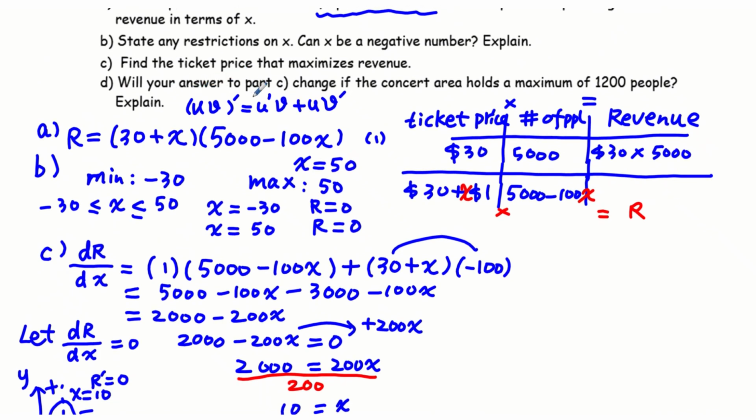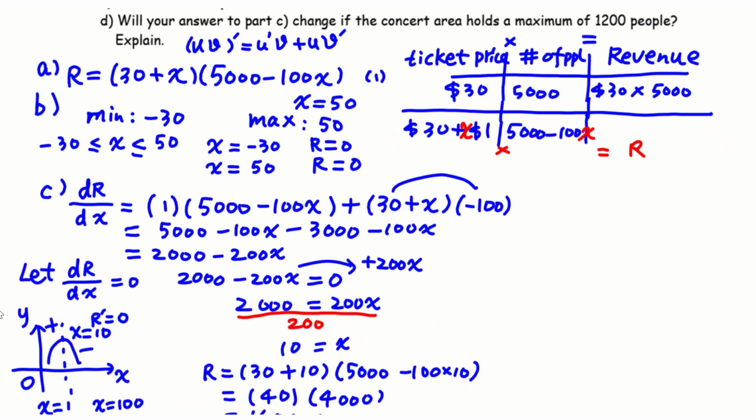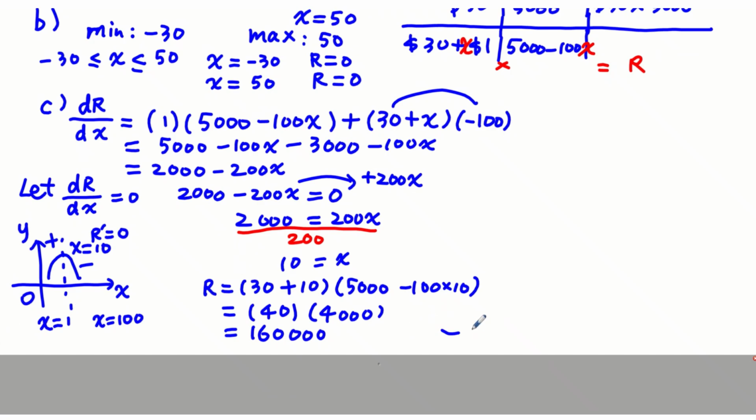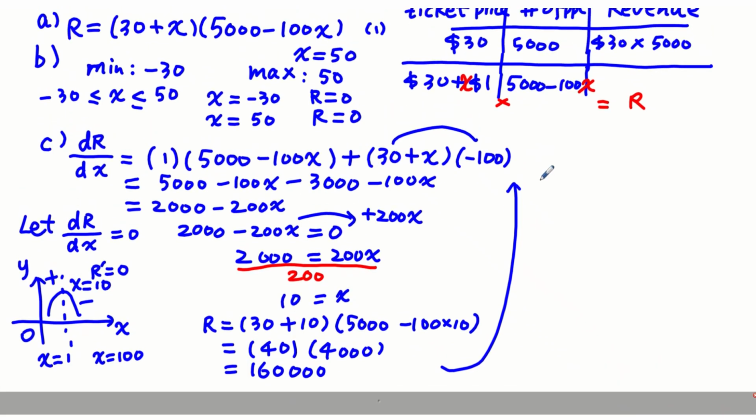Then we are going to see question D. Will your answer to part C change if the concert area holds a maximum of 1,200 people instead of 5,000? They change it to 1,200 people. If we couldn't have 4,000 people, then what will happen? So we are going to see now 1,200 people only.